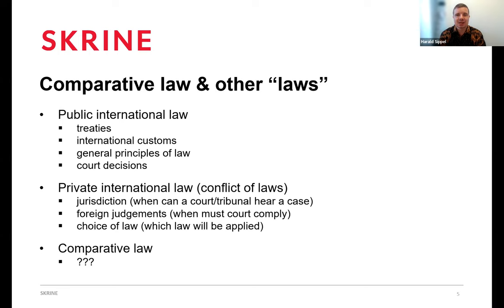Comparative law as such, as a field, is not there. It is a process. So it's always the process itself when you engage in it. This is comparative law. Keanu, I see you nod, so I hope this is clear now. If not, feel free to come back later on.